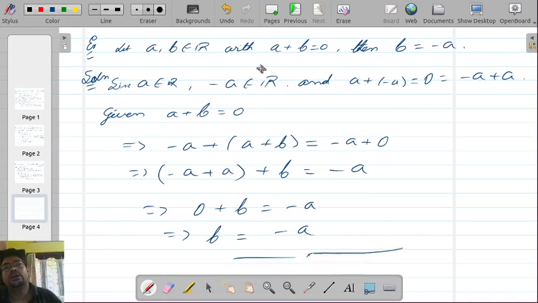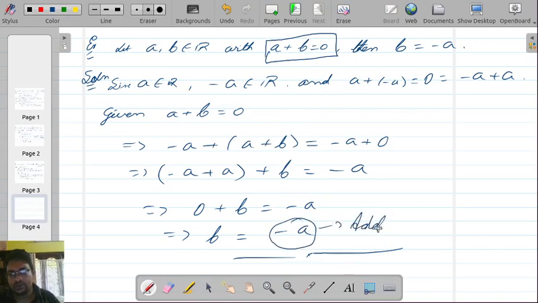So whenever any element b satisfies a plus b equal to 0, that element b has to be minus a, that is the additive inverse of a. Always remember, what is this minus a? Minus a is actually the additive inverse of a. So this exercise is also another way of saying that the additive inverse is unique. Means whenever there is an element b which satisfies this, b has to be minus a.